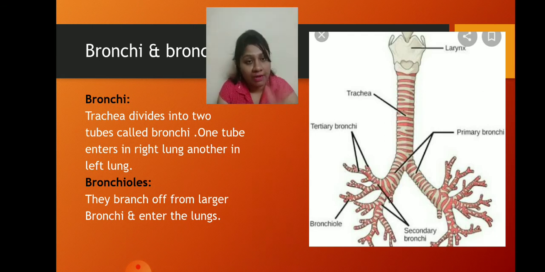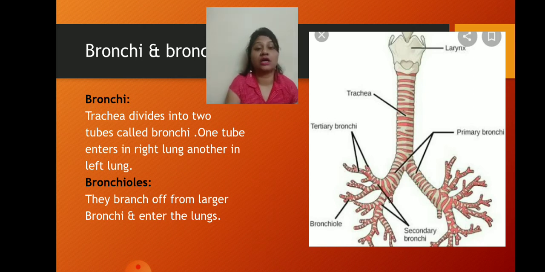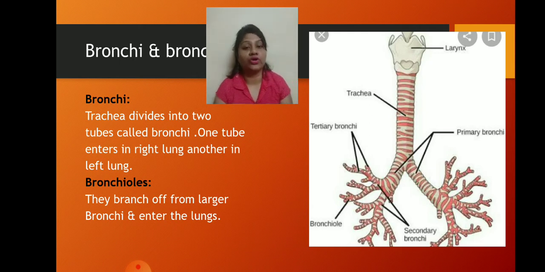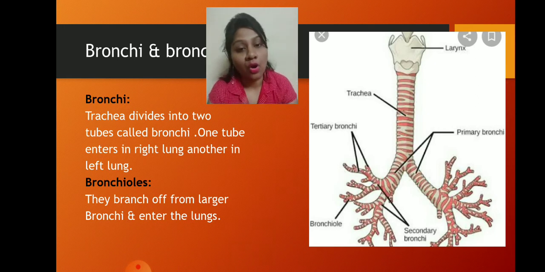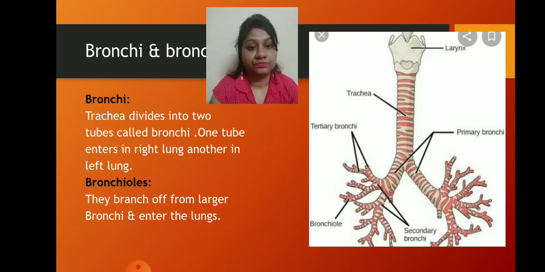One tube, or bronchus, goes to the right side of the lungs and another enters the left side of the lungs. Bronchioles. See, here the bronchi divide into many branches. Those branches are called the bronchioles. So, what are bronchioles? Bronchi branch into many parts. That is called the bronchioles.